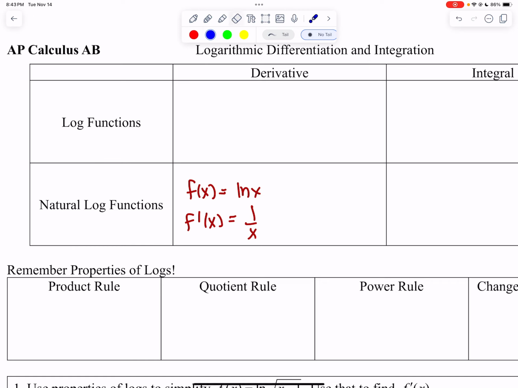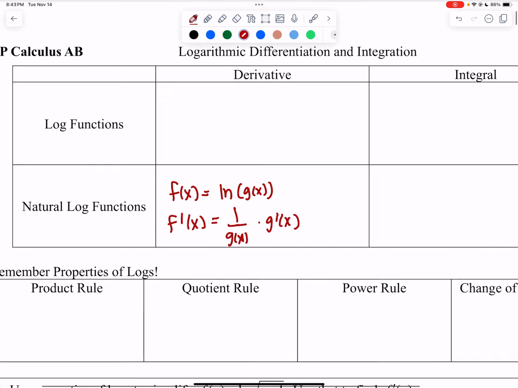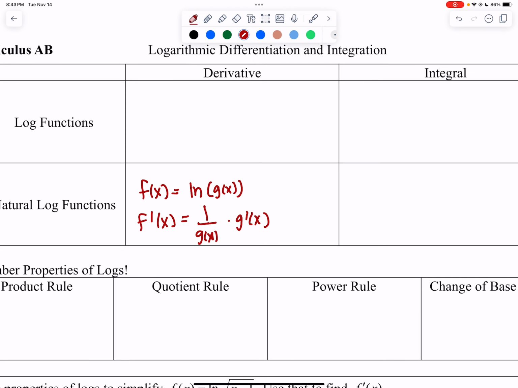So if you're using chain, and let's say that you have a function g of x, then you're going to have 1 over g of x, and then g prime of x. And then your integral, remember that's just 1 over u du, and that's going to give you ln of absolute value of u plus your constant of integration, whatever that is.